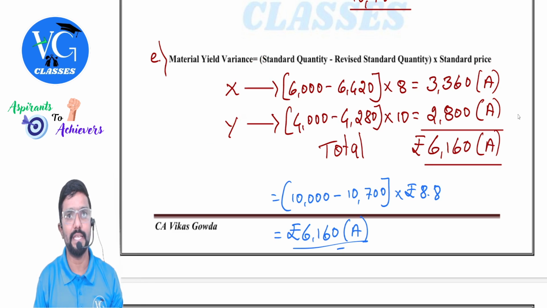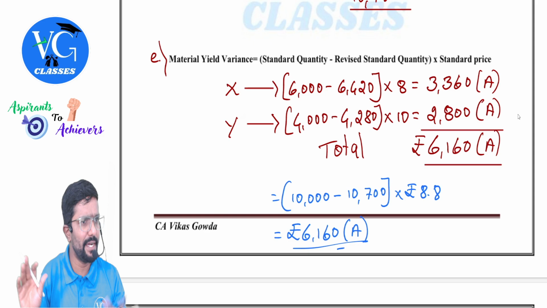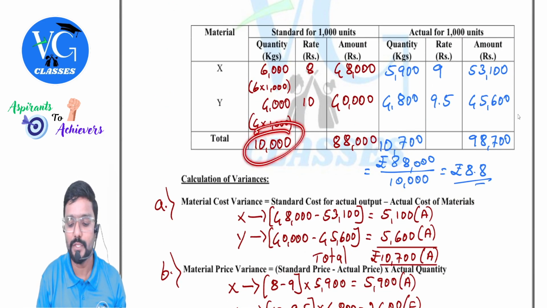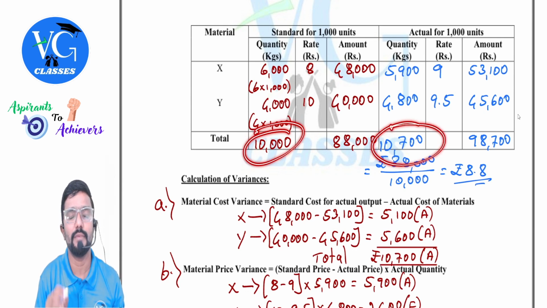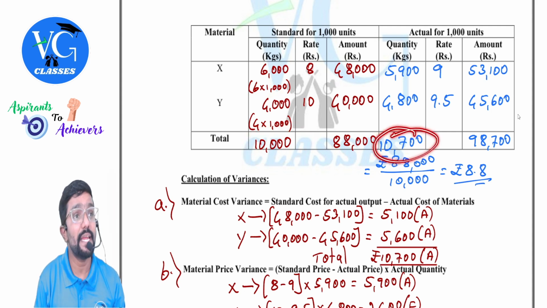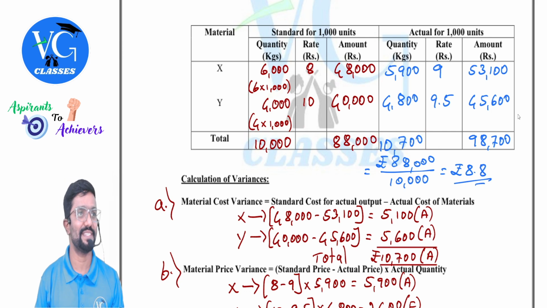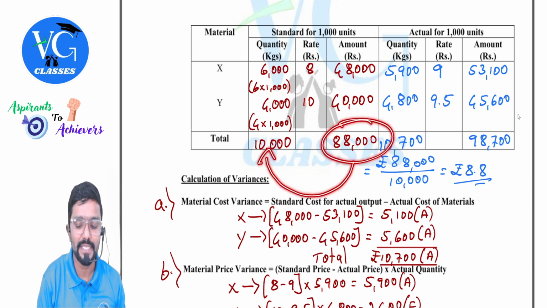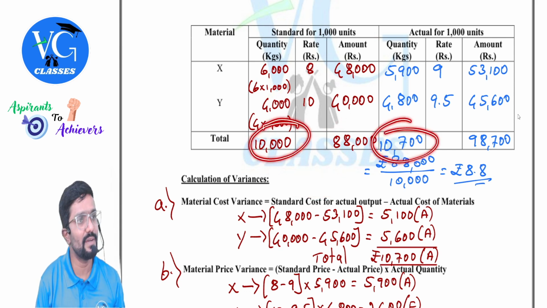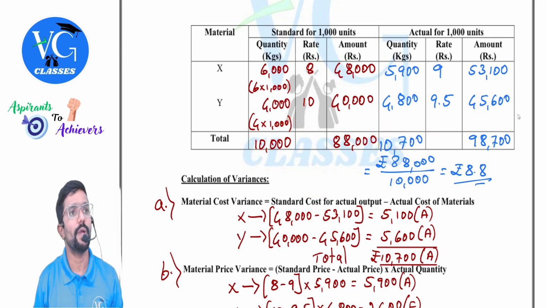One overall formula is there. What is it, sir? Total standard input, 10,000, minus total actual input into average standard price. Sir, how do I get average standard price? Standard cost divided by standard quantity. You will get 8.8. Clear? Yes, sir. So find out the difference between this. You will get 700 into 8.8.